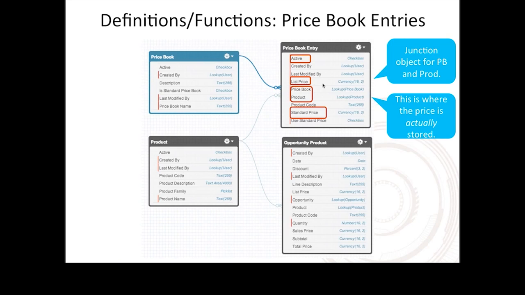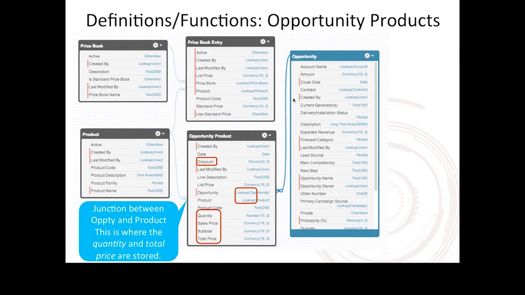Now again, we're just in the background here. We actually haven't seen anything as far as prices that would be in our user interface. When we get to that, we're actually going to be moving on to our next object, which is the opportunity product.